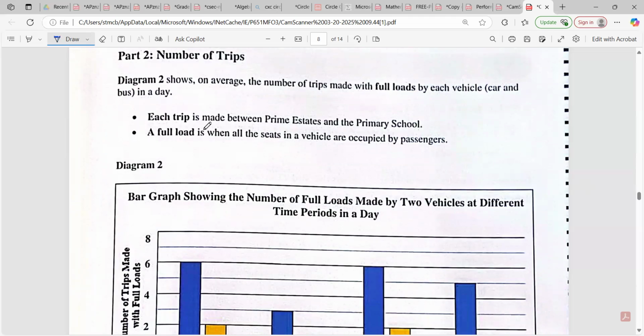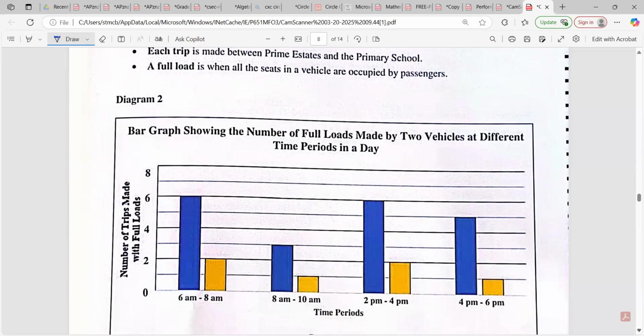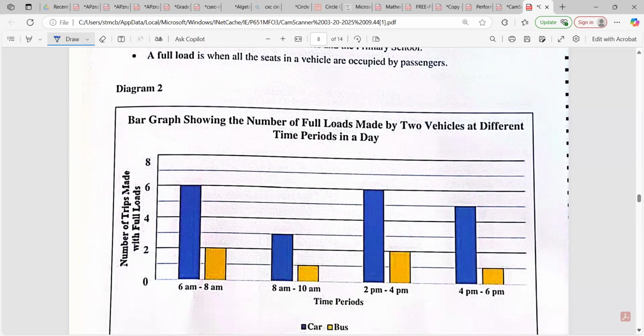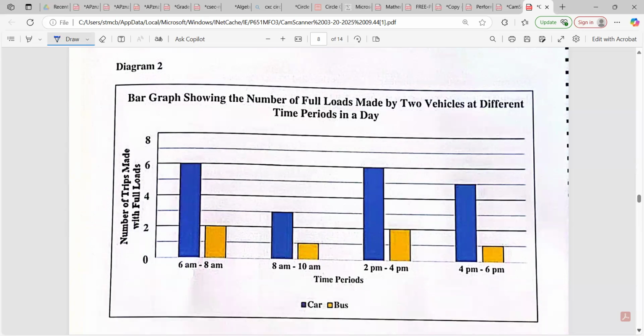Number 2, number of trips. Diagram 2 shows the average number of trips with a full load made by each vehicle in a day. Each trip is made between Prime Estate and the primary school. A full load is when all the seats in the vehicle are occupied by passengers. It shows a bar graph of the number of full loads made by the 2 vehicles at different time periods in a day. Cars are represented by blue.